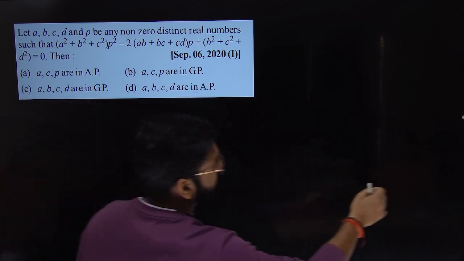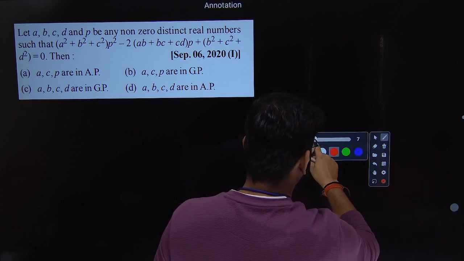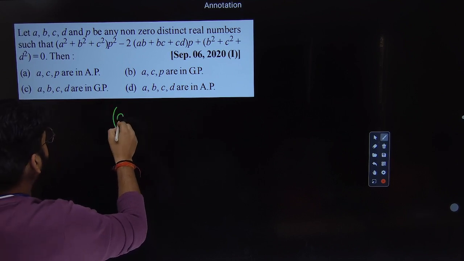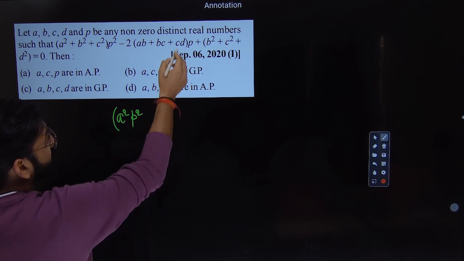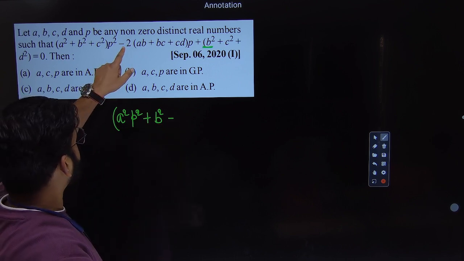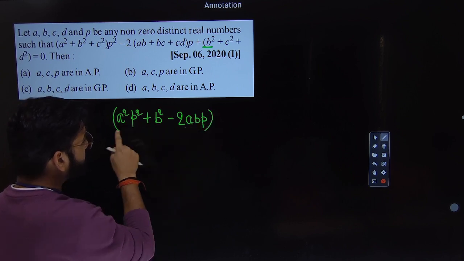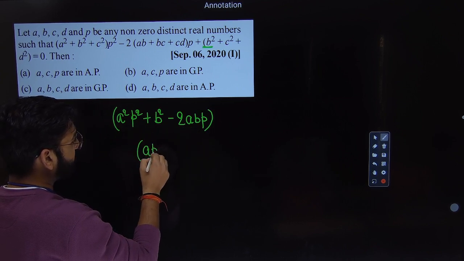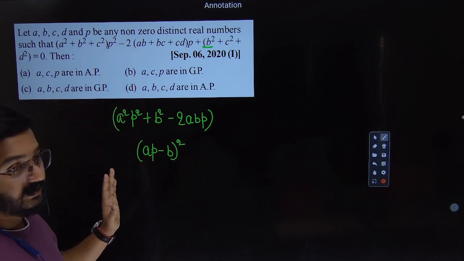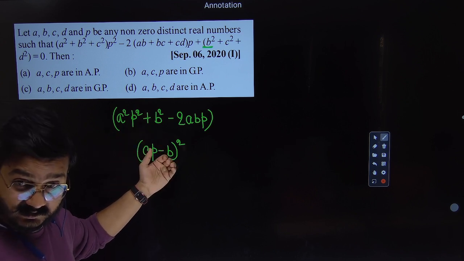So you will write a square p square plus b square minus 2ab into p. I will write only one term, other terms I'm not writing. Which whole square is this? (AP minus b) whole square. See, without opening all the brackets, I'm directly writing. That's what you also should be able to do, and you will be able to when you practice.